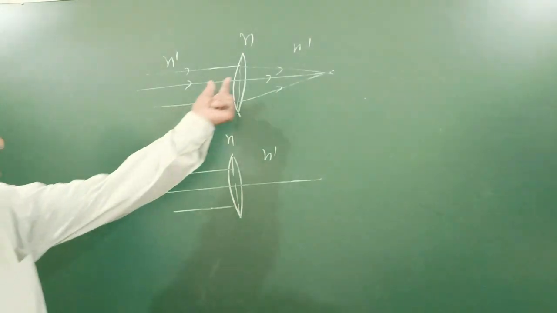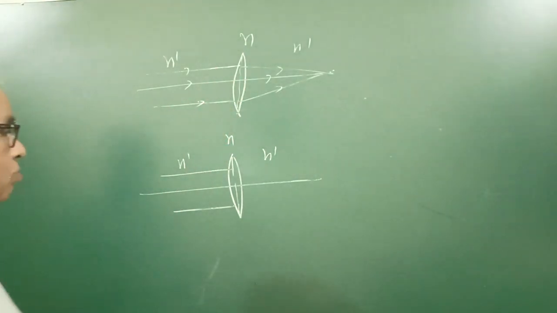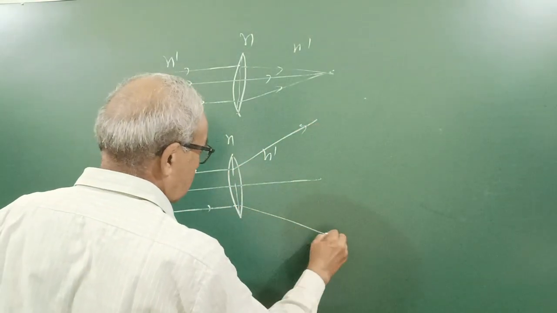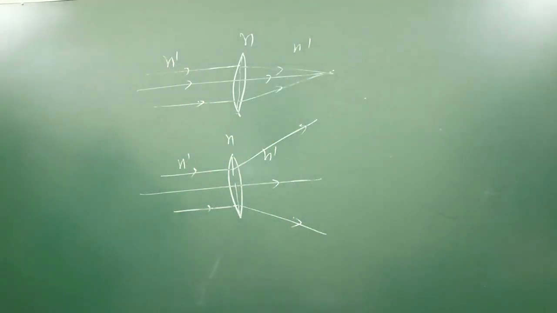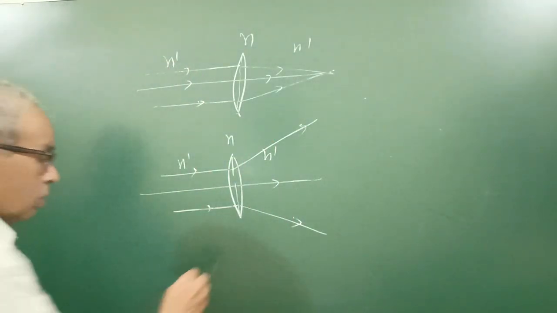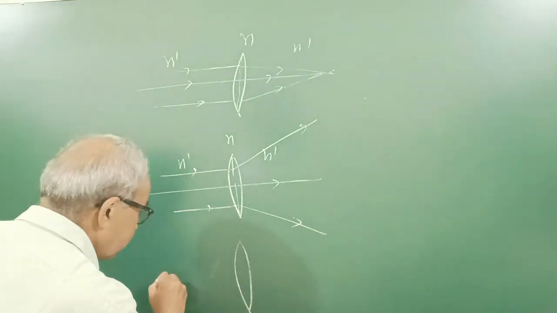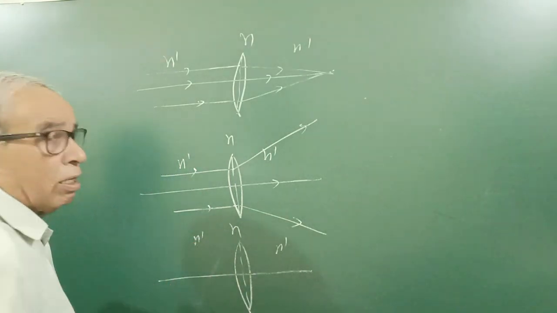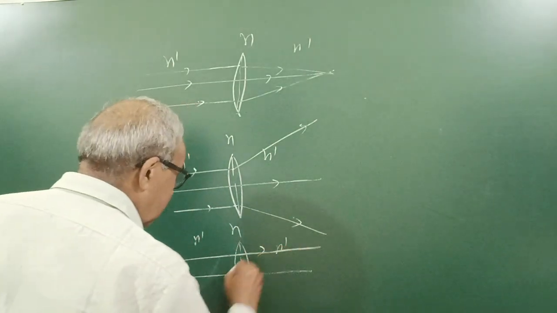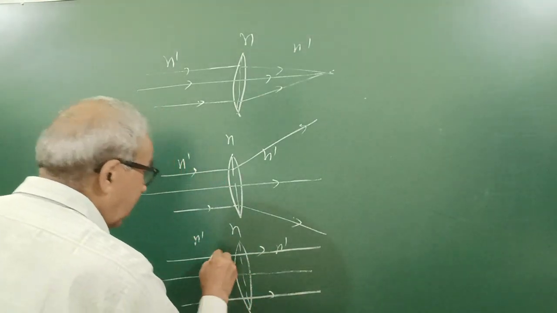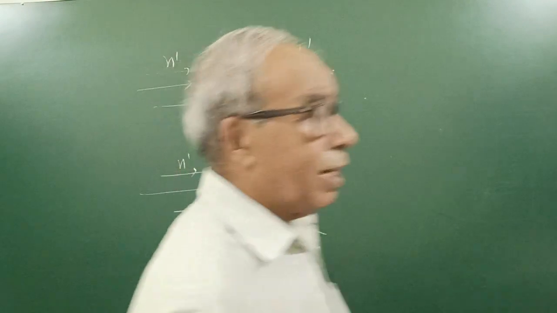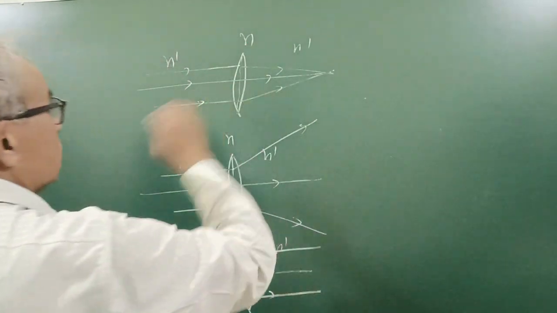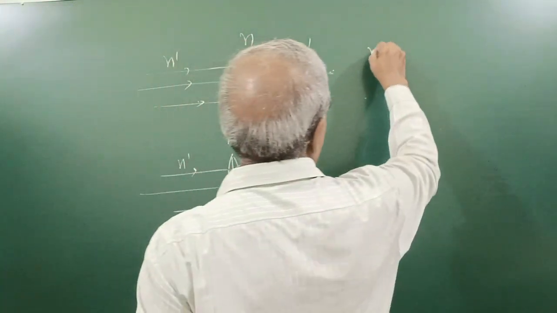Remember, the figure is convex, but the nature is converging. But now the rays go like this, meaning the lens behaves like a diverging lens. In the third one, with n dash, the parallel beam goes undeviated. So you may be asked how n and n dash are related. Because the converging nature does not change, here n is greater than n dash.